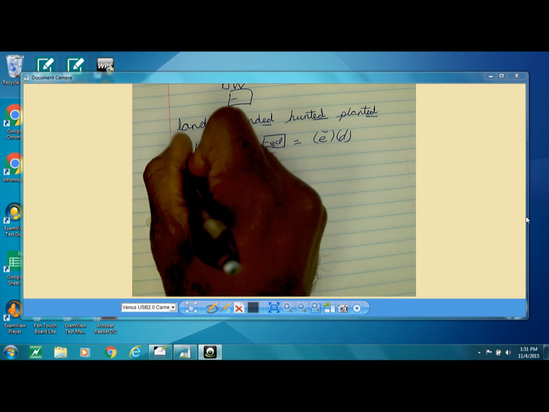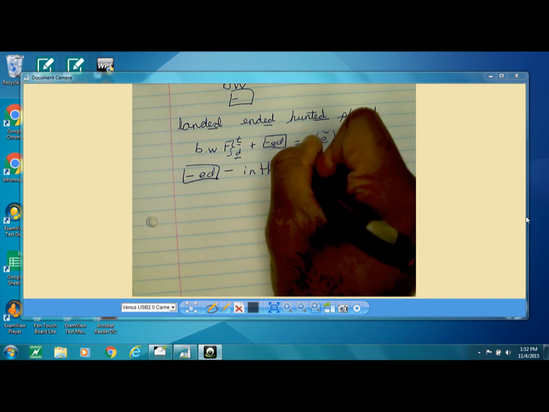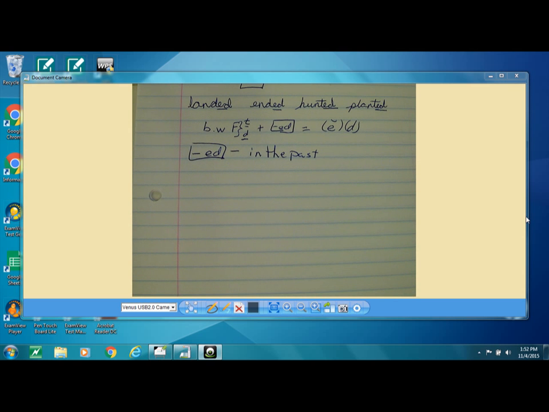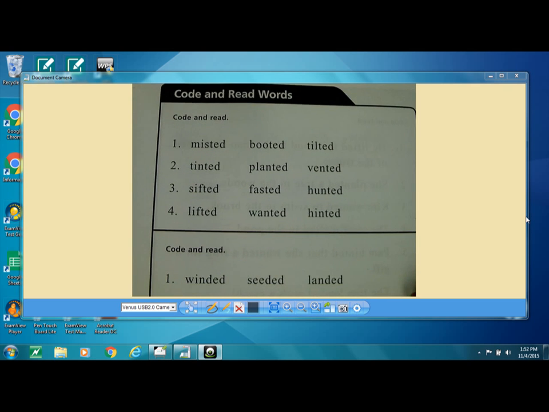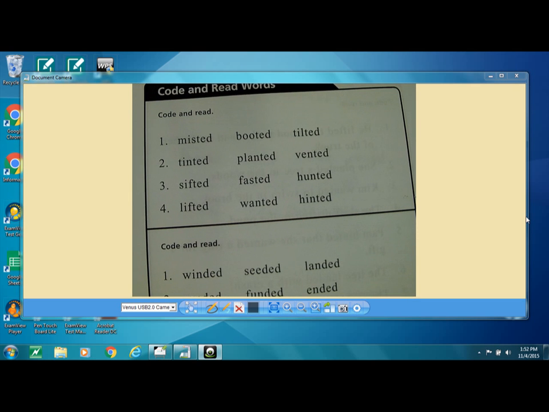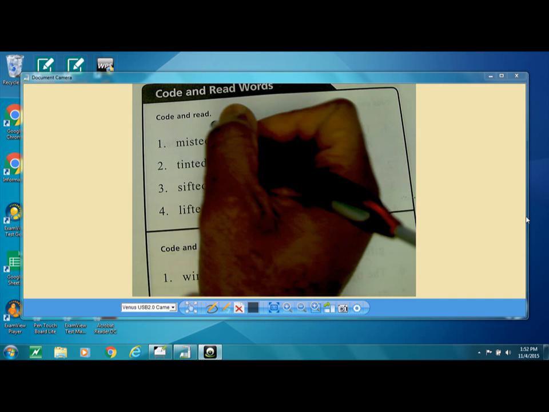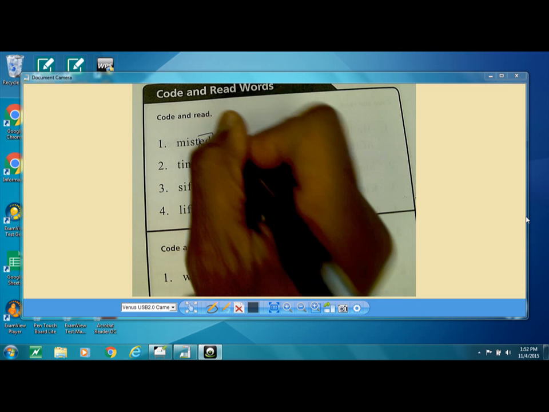Suffix ed means in the past. And what I'd like to do now is we're going to go ahead and code a few words, okay? So you should have page 169 available. So let's do the first row together. The first thing you do is you locate the suffix and you box the suffix, okay? So suffix ed, you put it in a box.